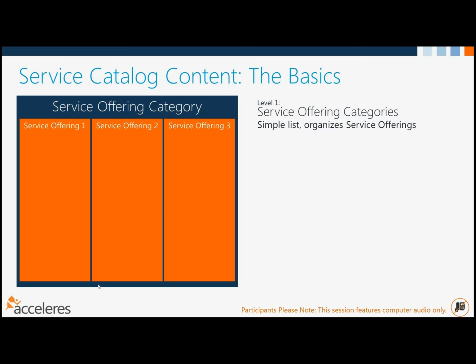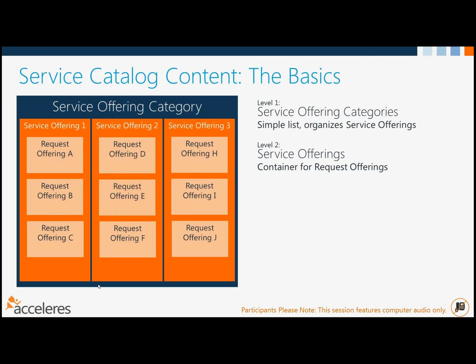A service offering is the same kind of thing. It's another object that's going to allow us to organize content. It's the second level of organization. Service offerings do contain additional bits of data like descriptions and titles for the service offering. They contain a bit more in terms of service level information, and cost information about the requests that are inside of it. So they do have some data about them, but at their core they really are another object meant for organizing content. Within those service offerings then we'll have multiple request offerings.